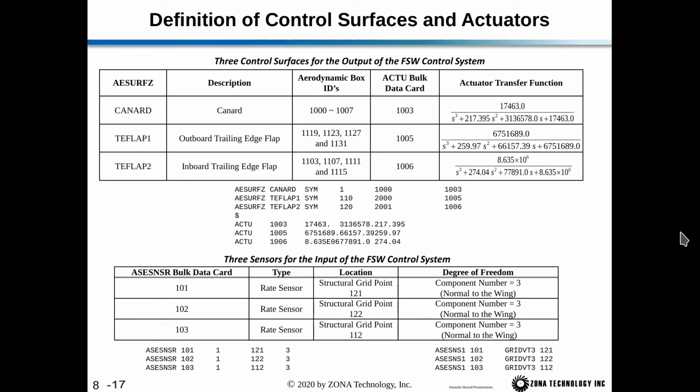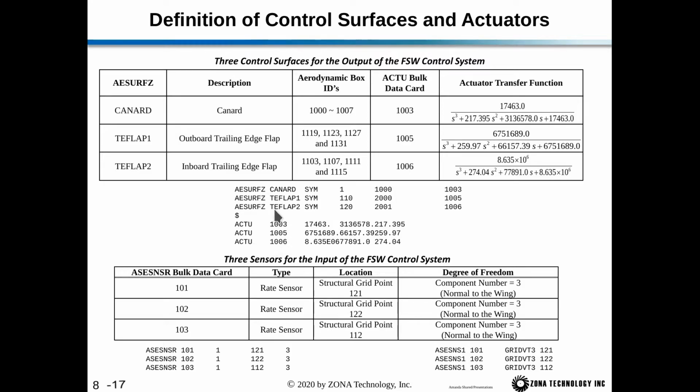So we'll look at the definitions of the 3 control surfaces. The AE-surf-Z canard is the canard. These are the aerodynamic box IDs. This is the ID number of the actuator bulk data card, and this is the actuator transfer function. And then we have our TE flap 1 and TE flap 2. So these are the 3 AE-surf-Z bulk data cards, and these are the 3 actuators.